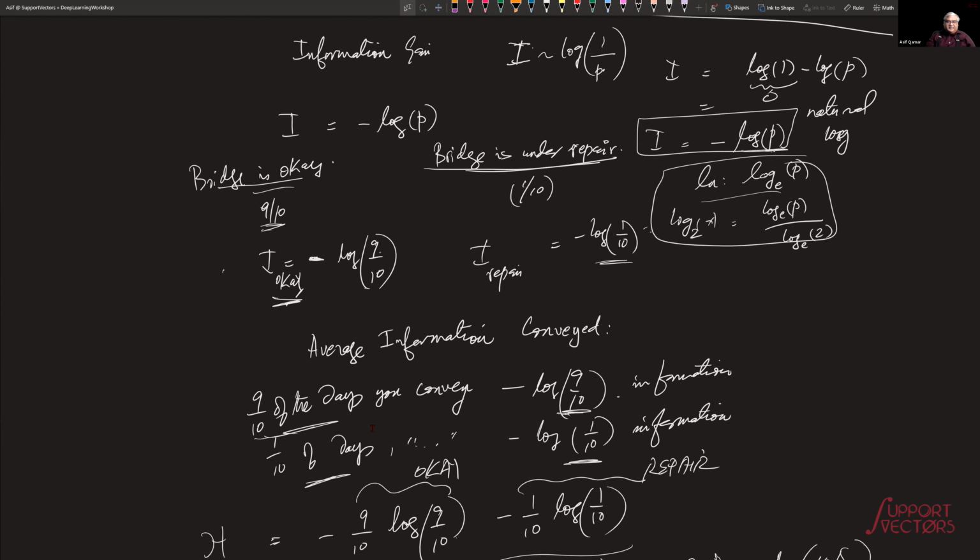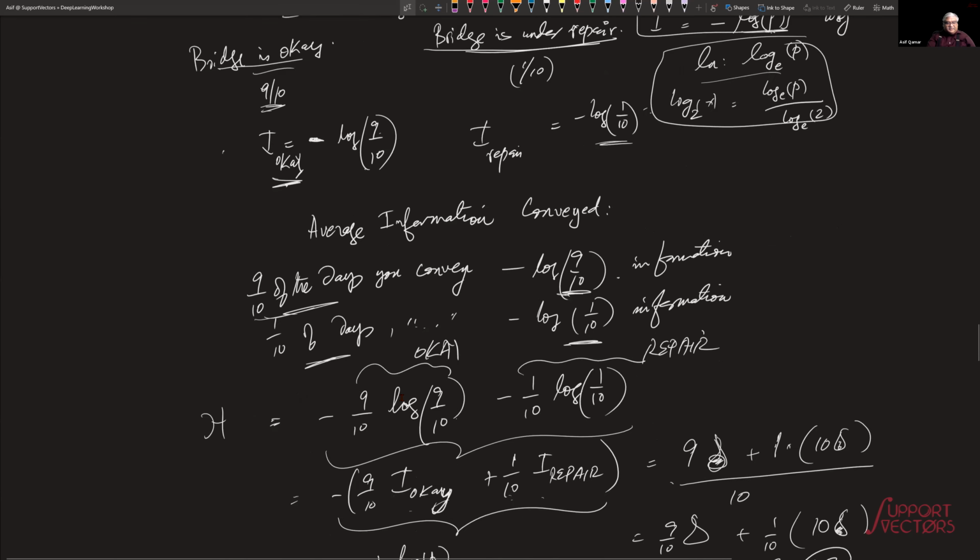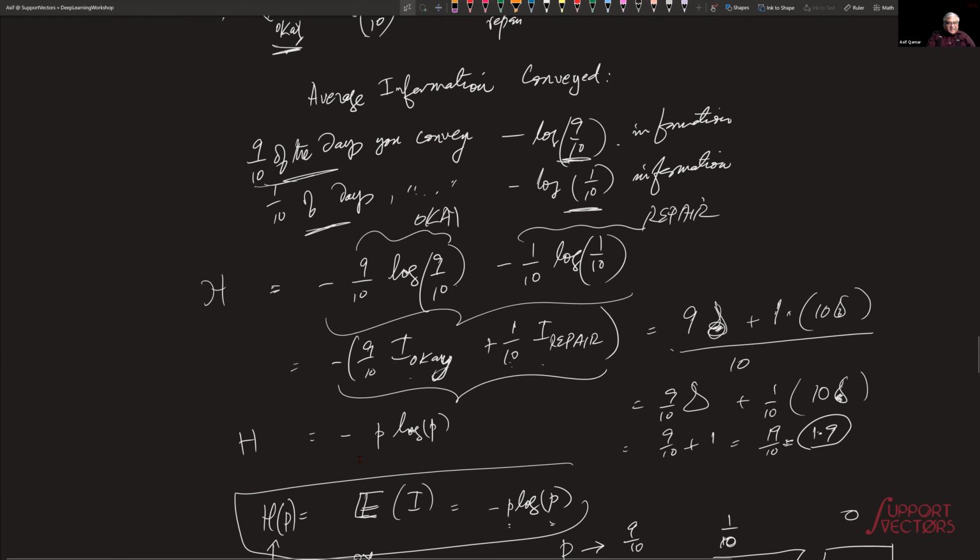It happens p times in general, and times the information from that, which is log p. So p log p summed over all values of the outcomes becomes a quantity called averaged information gain. Average information gain has a name, and the name is entropy, right? So in other words, this is your entropy.